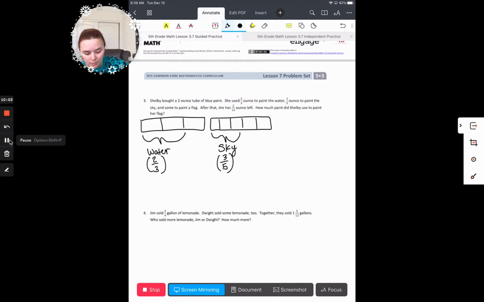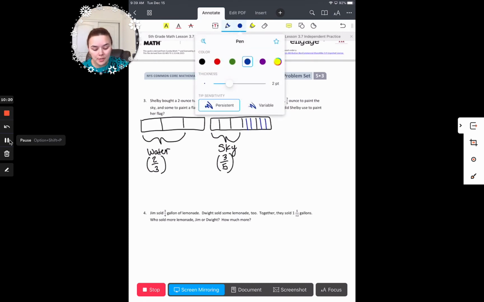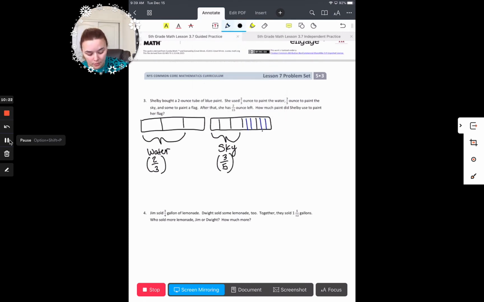So we're going to divide them by 3. I'm going to change my color to do that. So then this would make them fifteenths, right? If we divided the whole thing in each one of those fifths into 3 more segments, then we get fifteenths. So 2 of those is what she has left. 2 fifteenths. So then that means this is for the flag.